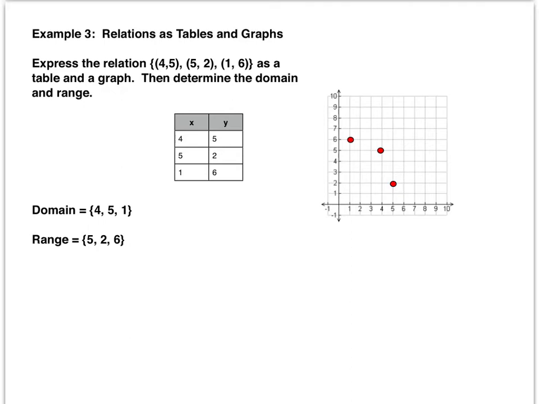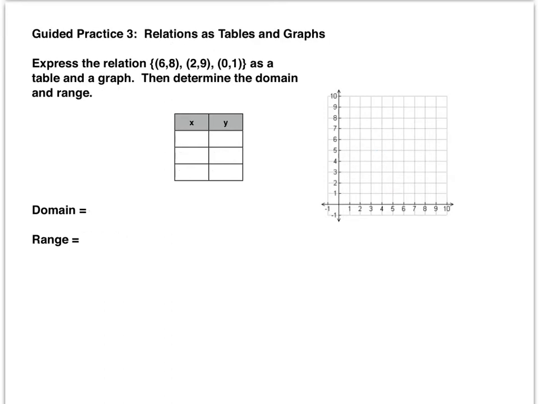Let's look at example 3, relations as tables and graphs. It asks us to express the relation (4, 5), (5, 2), and (1, 6) as a table and a graph, then determine the domain and the range. We put it into a table with 4, 5, and 1 under the x column and 5, 2, and 6 under the y column. When graphed, it's not a straight line this time, just 3 different points on the graph. The domain is the set of x values, so 4, 5, and 1, and the range is the set of y values, 5, 2, and 6.